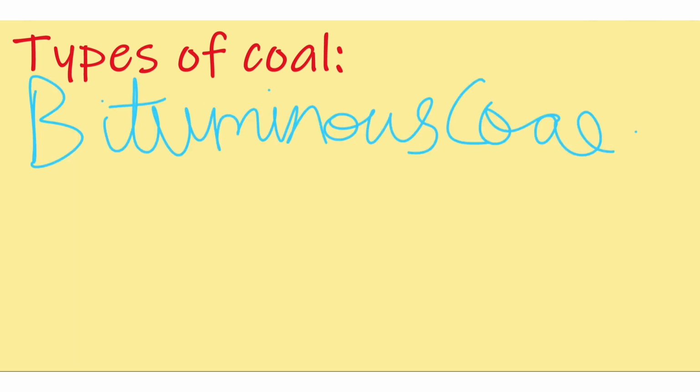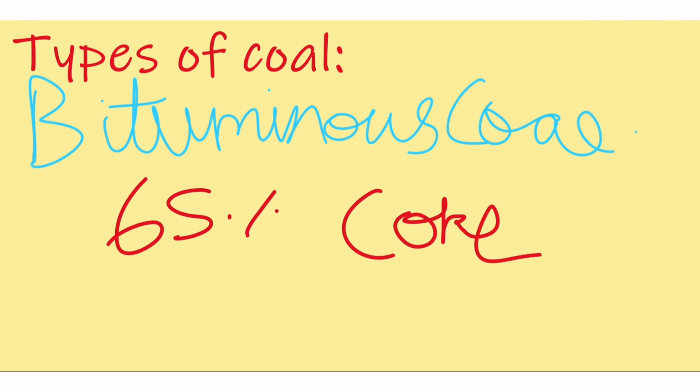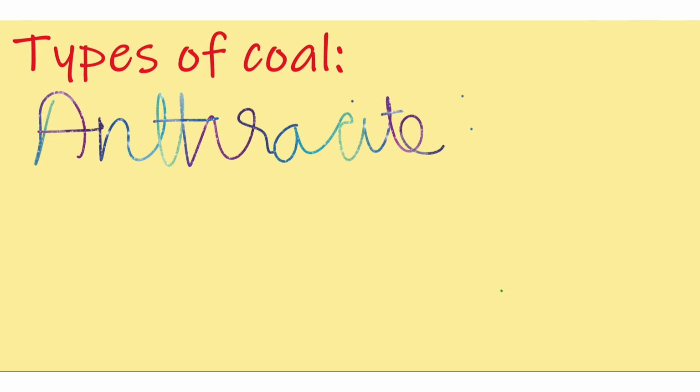So now let's see about bituminous coal. It has 65% of carbon in it. It is also used for power generation, and it is also used for making coke. You'll know what coke is in a few minutes. This is all about bituminous coal. And now let's see about anthracite. Anthracite is generally called the highest grade of coal. Which is called the lowest grade of coal? Lignite. And the highest grade of coal? Anthracite. And it has 90% of carbon content in it. This is all about anthracite.